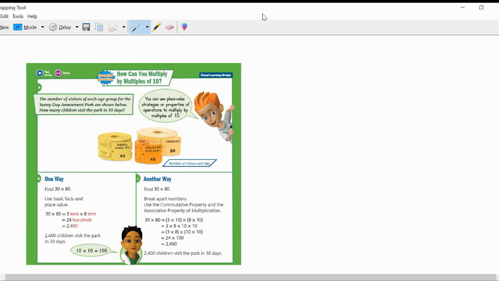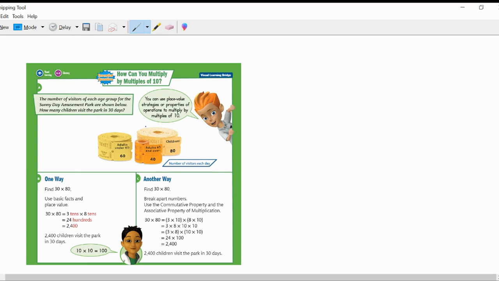All right, now I'm on the back. I'm on page 130. So, for these pages, this is more so just to see how the book suggests that we solve problems. So first, we're going to look at the problem. It says the number of visitors of each age group for the Sunny Day Amusement Park are shown below. How many children visit the park in 30 days?